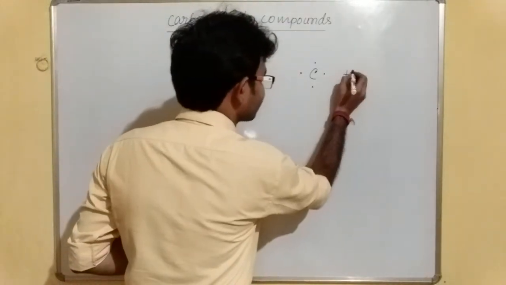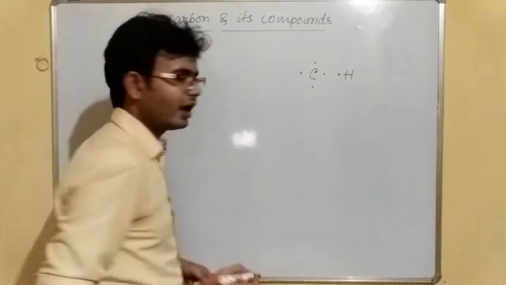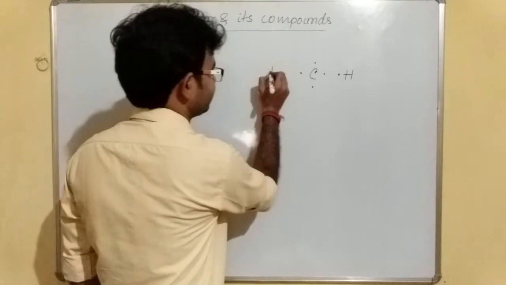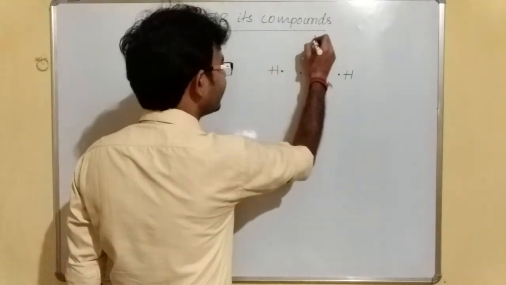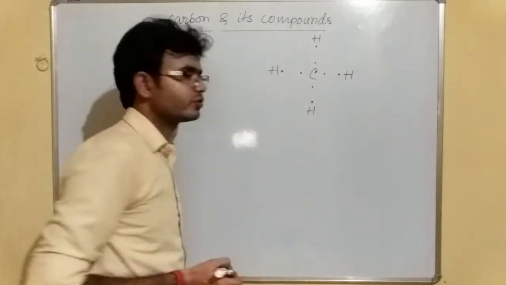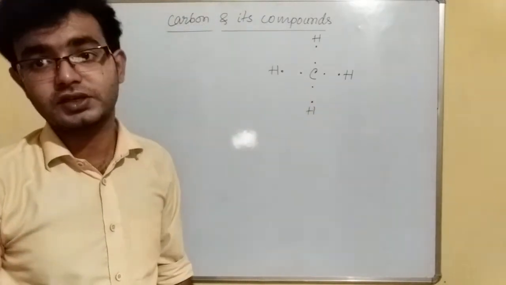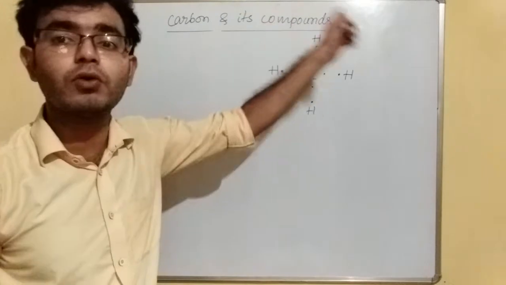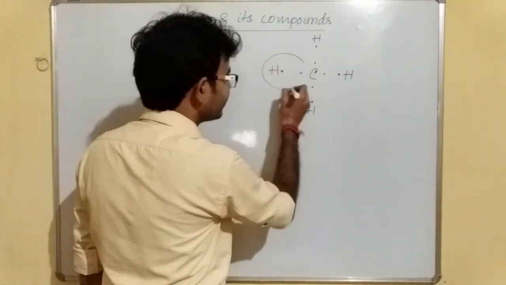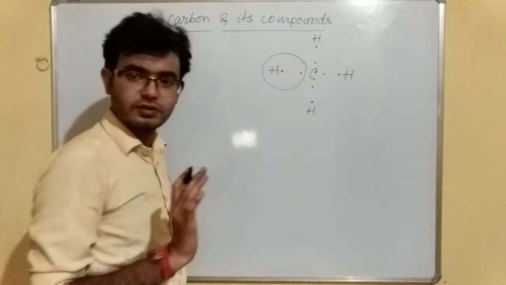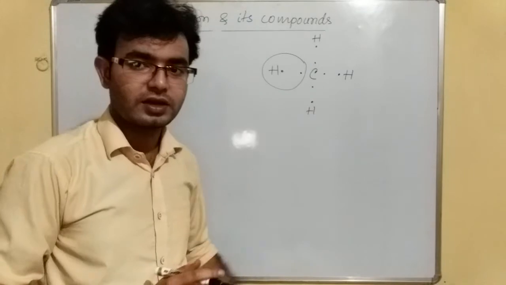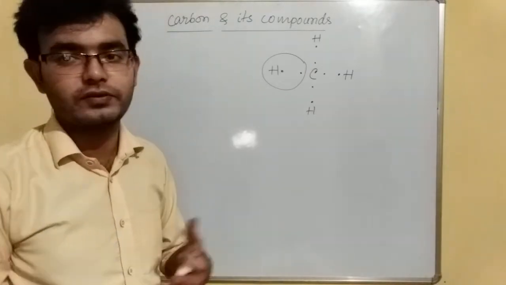Now the valency of hydrogen is 1. Hydrogen also contains 1 electron in its valence shell. Now if carbon combines with 4 hydrogen atoms, because hydrogen is univalent, it requires 4 univalent atoms. Now what will happen? In the case of hydrogen, it is actually a duplet, not an octet. In the end, hydrogen will have 2 electrons, so it will be filled.